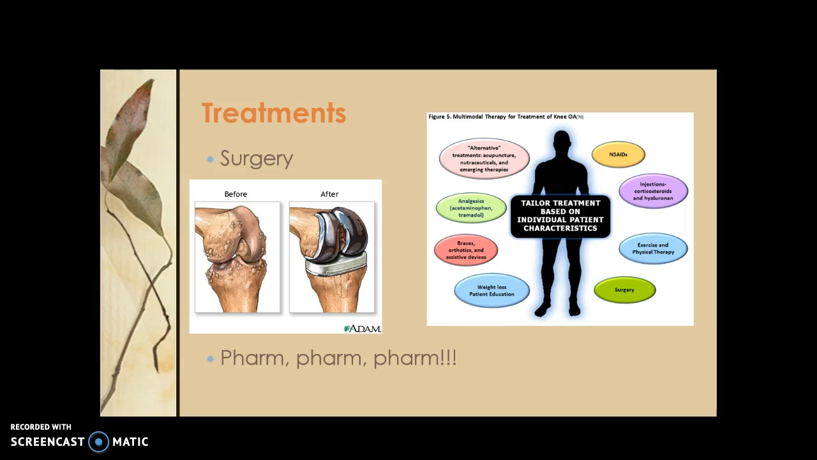Usually you need to have a multifactorial approach like is seen in this visual over here. So there may be alternative treatments like acupuncture, some emerging therapies, certainly chiropractic, braces, orthotics, and assistive devices. Weight loss will assist greatly as it relates to osteoarthritis. Exercise and physical therapy. So that's kind of that multifactorial, multimodal treatment that you look at for treatment of osteoarthritis.